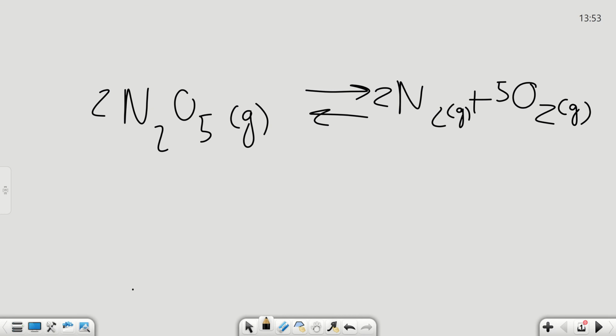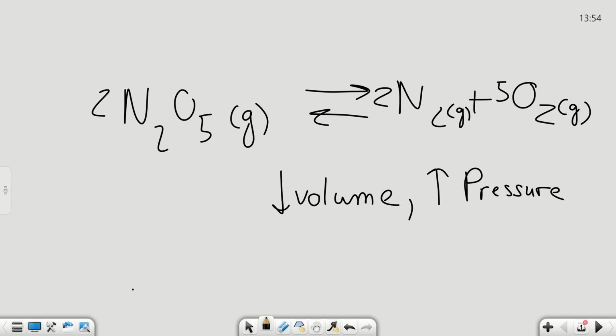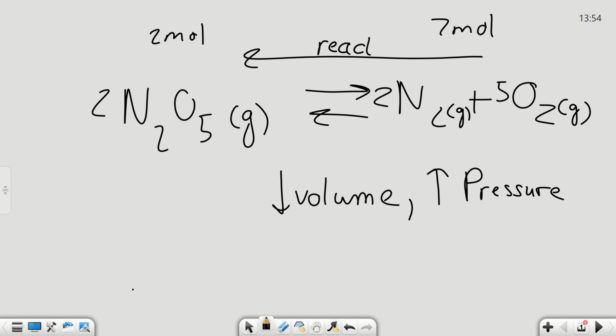But then I can talk about pressure or volume. Let's say I decrease the volume that this reaction is occurring in. If I decrease the volume, I am increasing the pressure. So if I increase the pressure, I want to go toward the side with less gas. Well, I have 2 moles of gas on the reactant side and 7 moles on the product side. This is clearly going to go toward the reactants. I need to go toward the lesser amount of gas. All right. Sorry about that little confusion with concentration initially. I think we cleared it up.